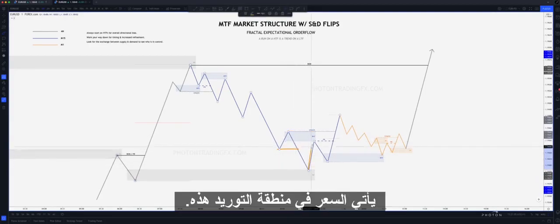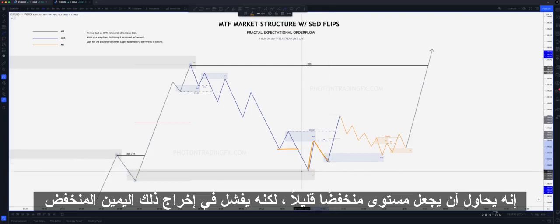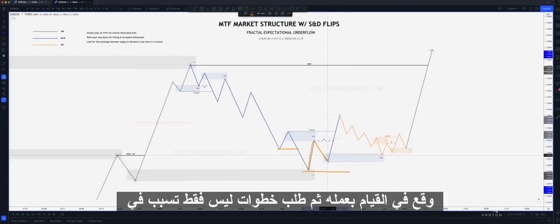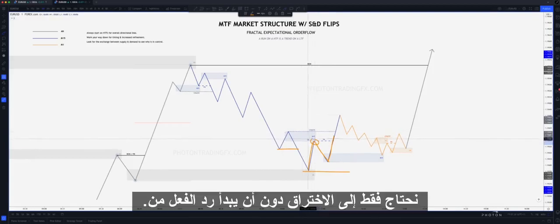Price comes into that supply zone. It tries to do its job. It tries to make a lower low, but it fails to take out that low, right? It fails to do its job. And then demand steps in to not only cause the reaction to fail, because remember, the minute we are above the reaction, right, we don't need a change of character. We just need to go break above where that reaction initiated from.